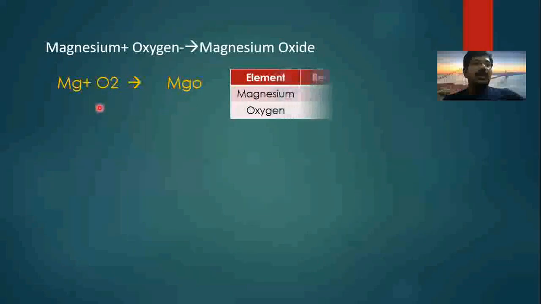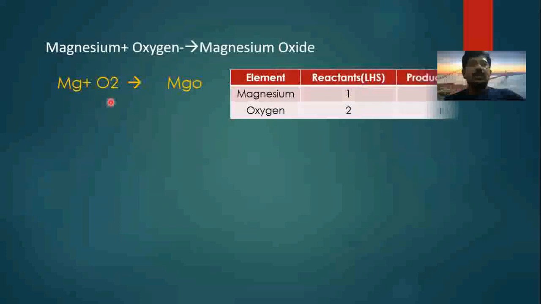Observe the elements. What are the elements present here? Magnesium and oxygen. How many magnesium atoms are present on the reactant side? One magnesium atom and two oxygen atoms. Here on the product side, one magnesium and one oxygen. See, magnesium is balanced, but oxygen is not balanced.